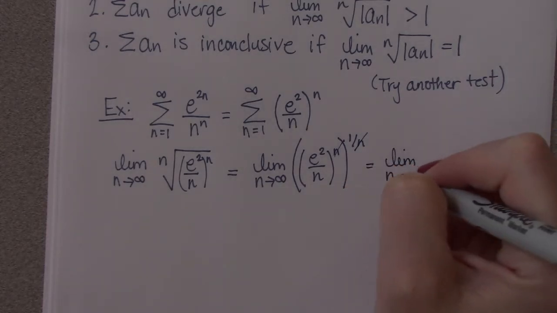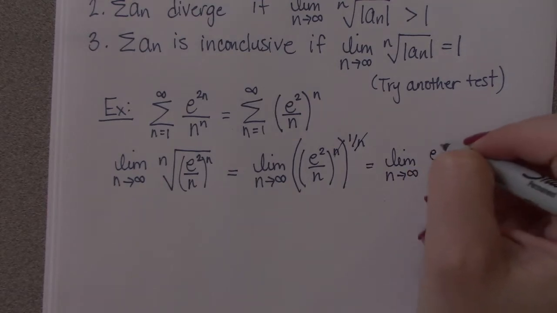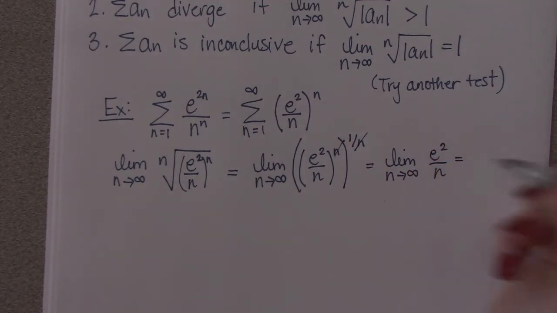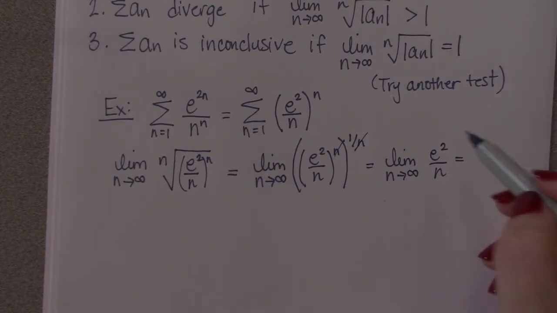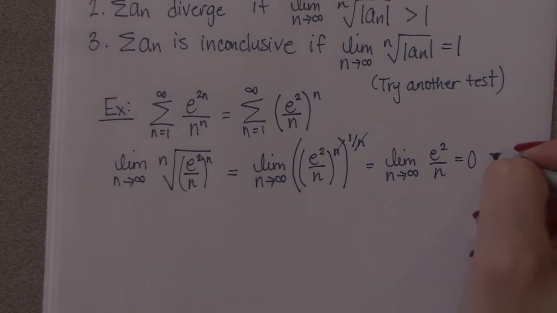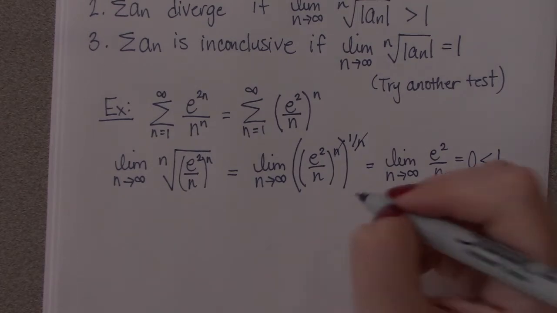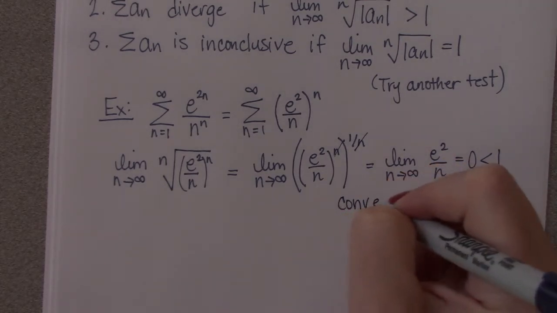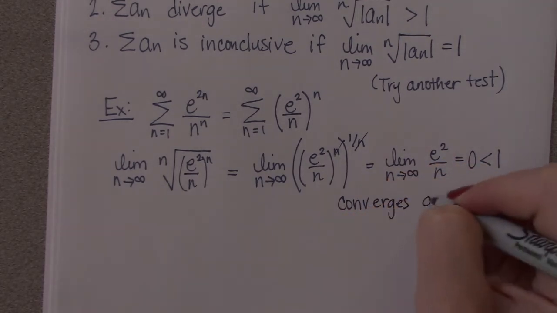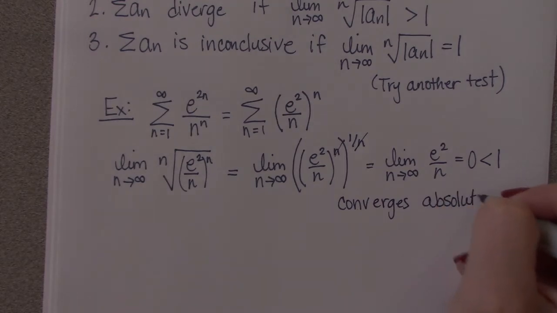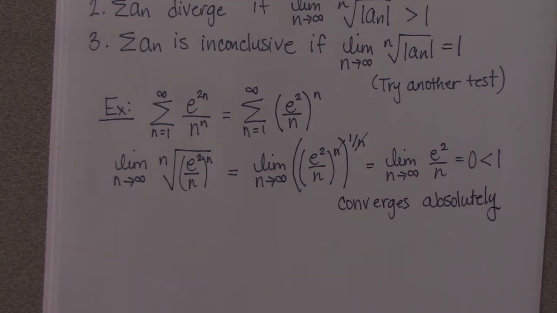So now we just have to evaluate the limit of e squared over n. So what is that going to be? 0, right? You have a constant on top, n on the denominator, so you have a constant over infinity. This is 0. That is definitely less than 1. So we can say that this series converges absolutely.